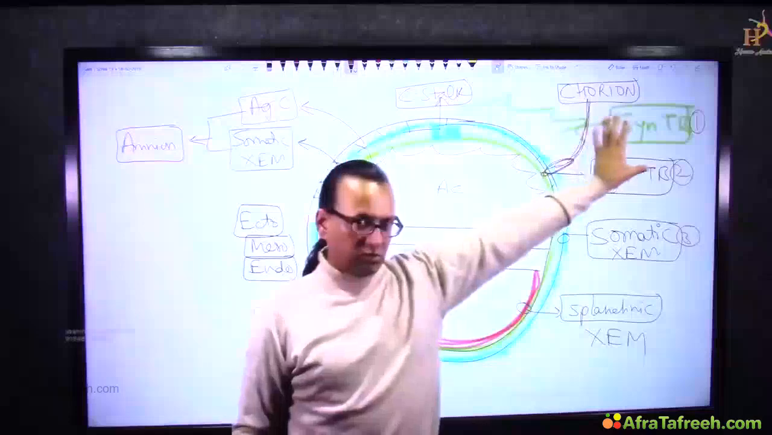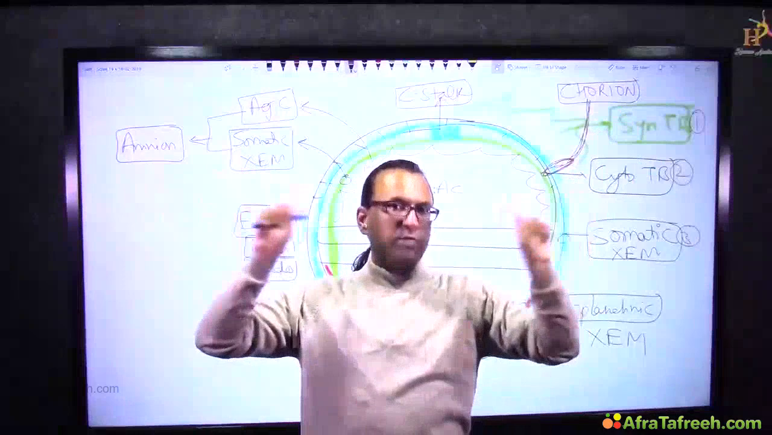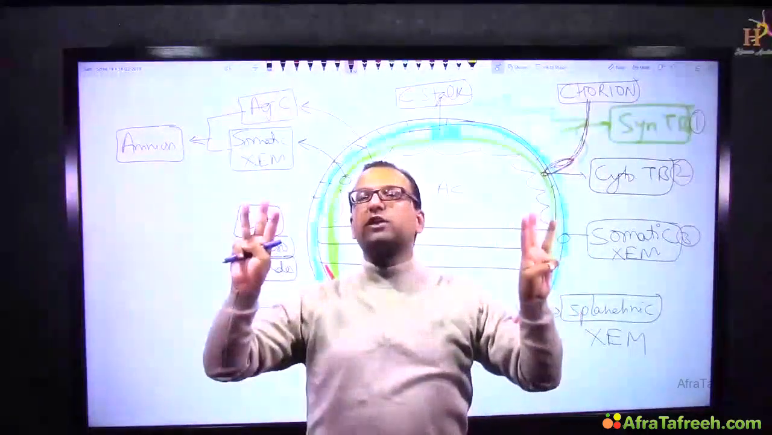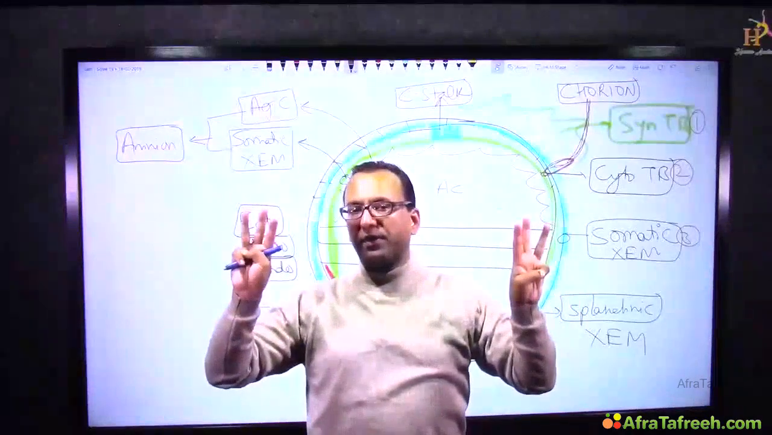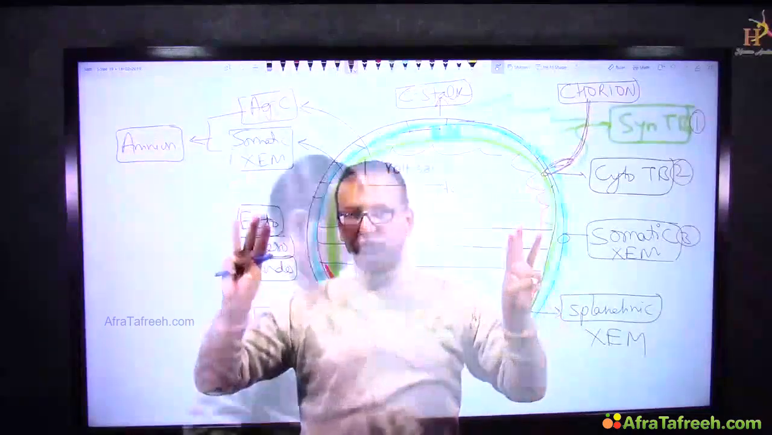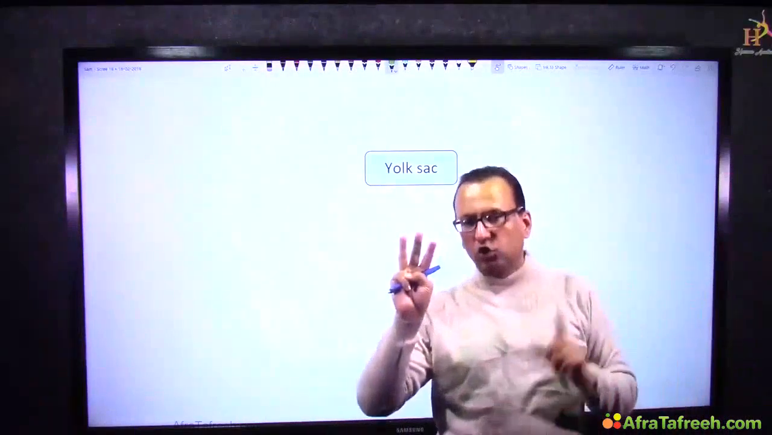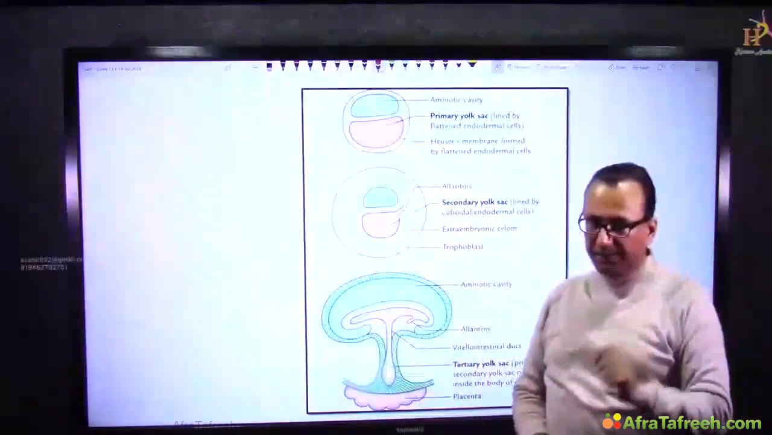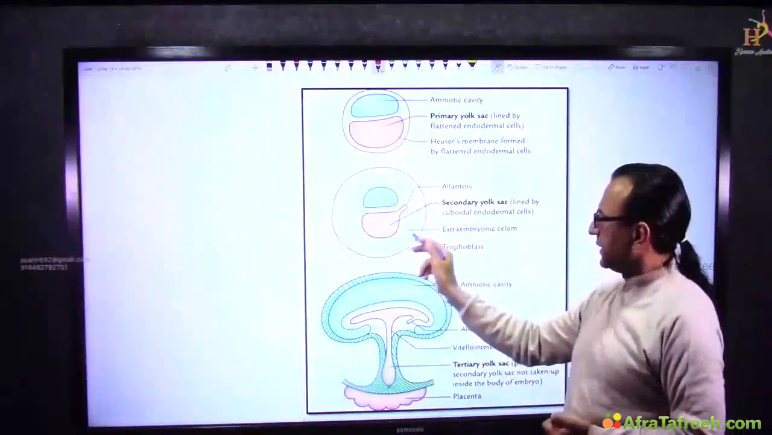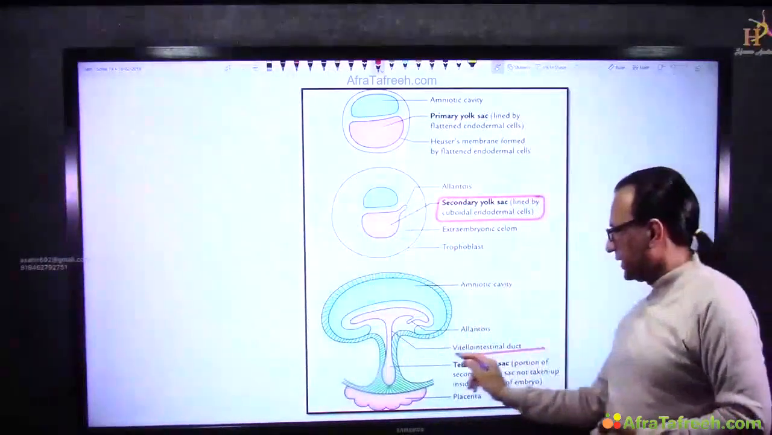Now that chorion is going to form some finger-like processes called chorionic villi, which are primary, secondary, and tertiary. And there was a question when the tertiary chorionic villi will appear. And we said it is day number 17 onwards. So when we talk about the yolk sac, it is primary, secondary, and tertiary. Let me show you one diagram for the same. In the beginning, there is the primary yolk sac. Then there is a secondary yolk sac. And then there is a tertiary yolk sac.